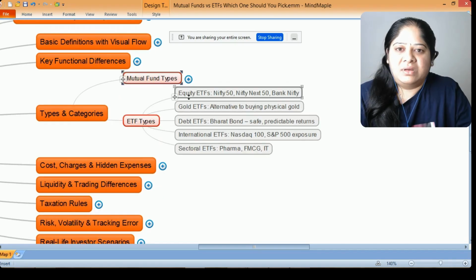ETF types. Equity exchange traded funds, examples are Nifty 50, Nifty Next 50, Bank Nifty. Gold ETFs, an alternative to buying physical gold. Debt ETFs, like Bharat Bond, safe with predictable returns. International ETFs, Nasdaq 100, S&P 500 exposure. Sectoral ETFs: pharma, FMCG, IT.